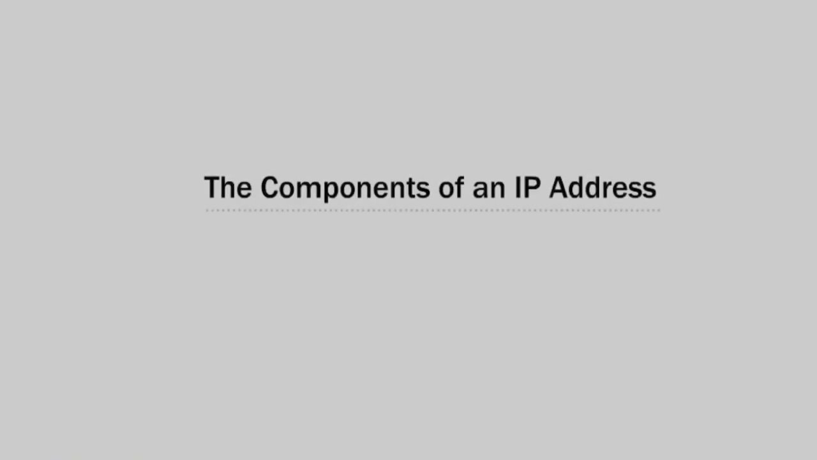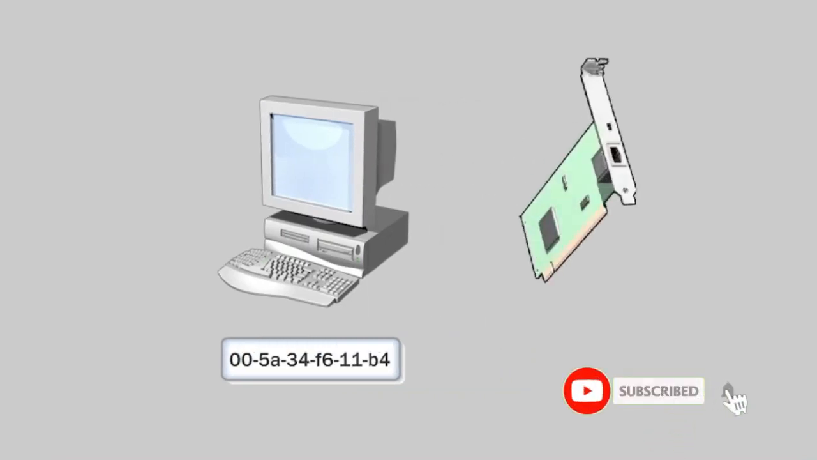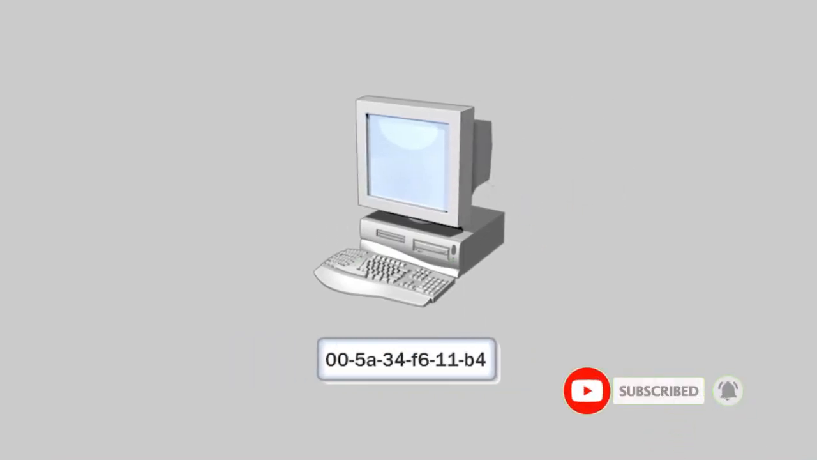In this presentation, you will see how the Internet Protocol, or IP, defines the addressing scheme used on networks that are running Transmission Control Protocol Internet Protocol, or TCP/IP. Every client computer on a network has a Media Access Control, or MAC address. A MAC address is a unique number that each Ethernet network adapter receives when it is manufactured.